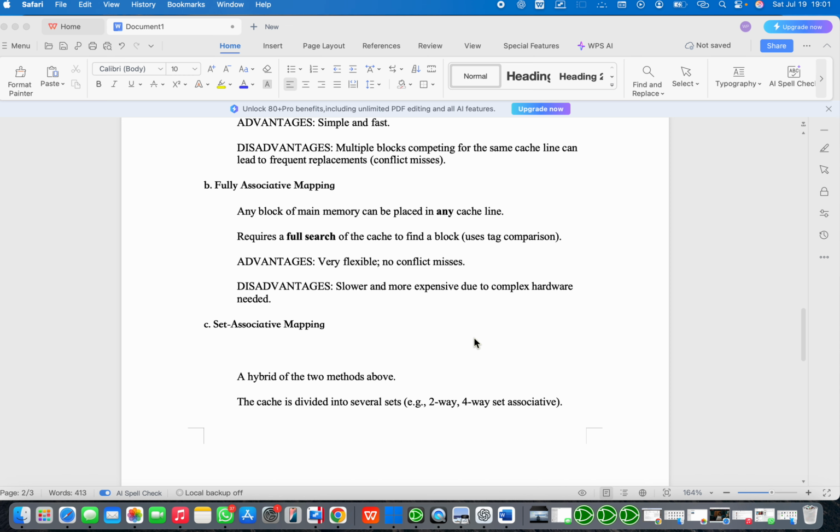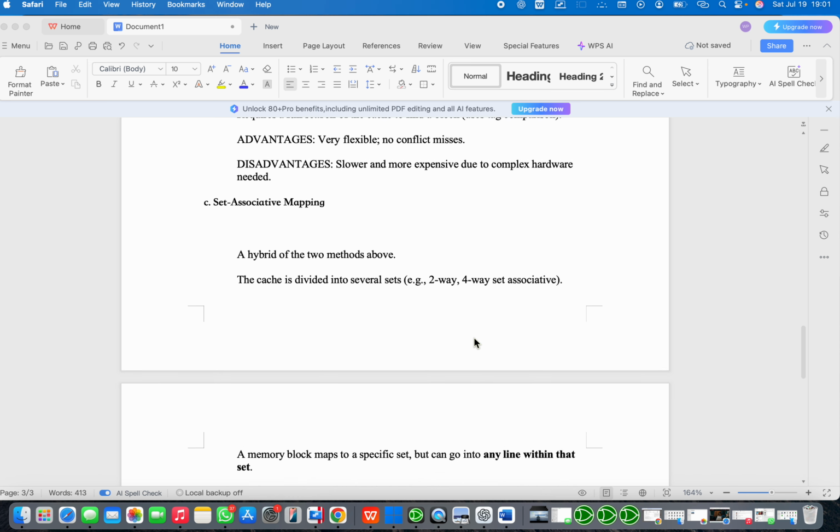Fully associative mapping. Any block of main memory can be placed in any cache line. It requires a full search of the cache to find a block. Advantages: very flexible, no conflict misses. Disadvantages: slower, and more expensive due to complex hardware needs.